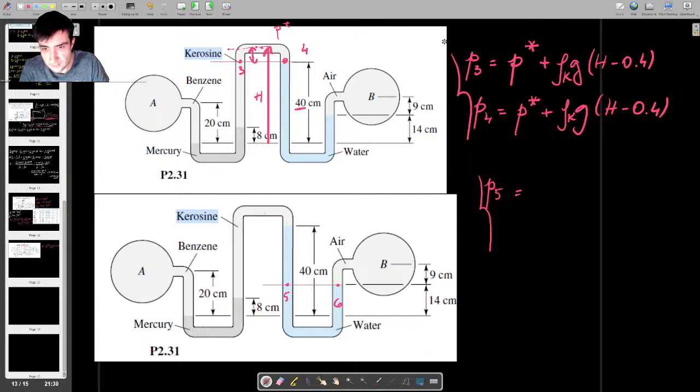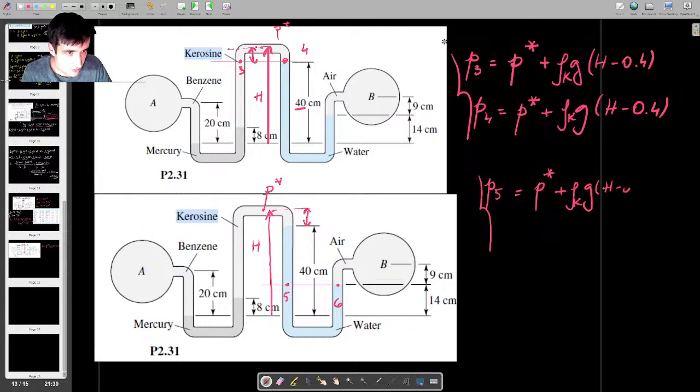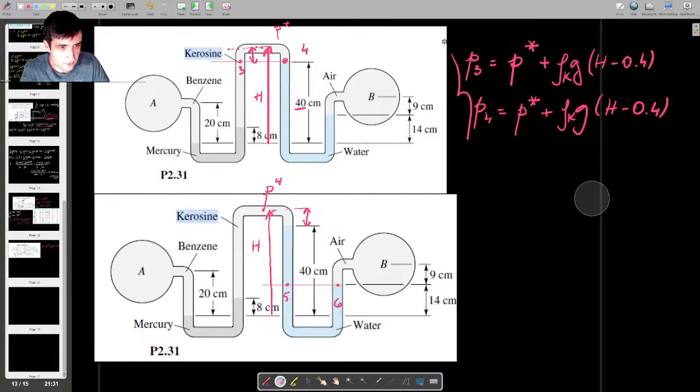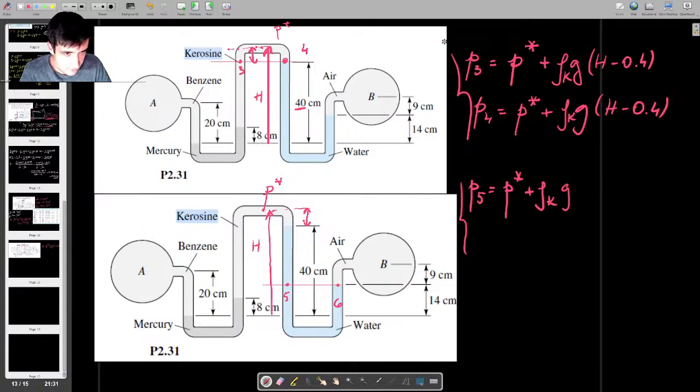Right. So let me add my variable. So I have a P star over here, and then I have H all the way up from that line to the top. So that's H, and P5, the pressure at 5, is equal to the P star plus, and then we have the things which are pushing down on point 5. So now there are two things, right? There is this bit, which is the kerosene. So that's kerosene g times H minus 0.4. Actually, you know what? I'm gonna move this a bit like this. So P5 is equal to P star plus the density of the kerosene times g times H minus 0.4. So that's the P4 or the P3 from above.